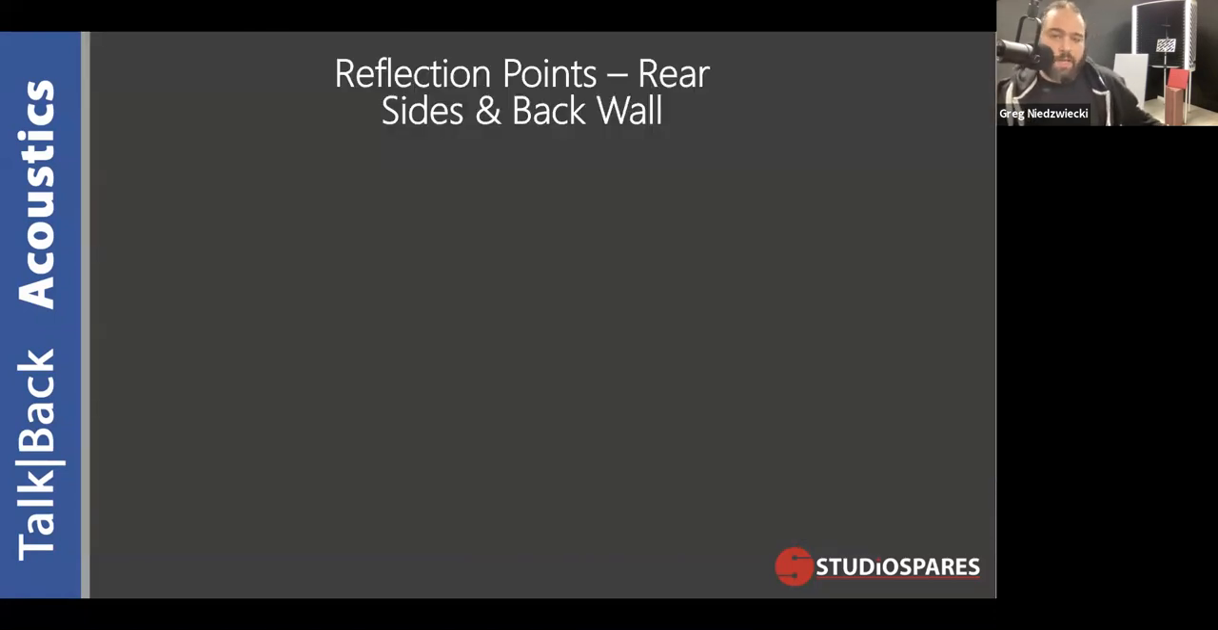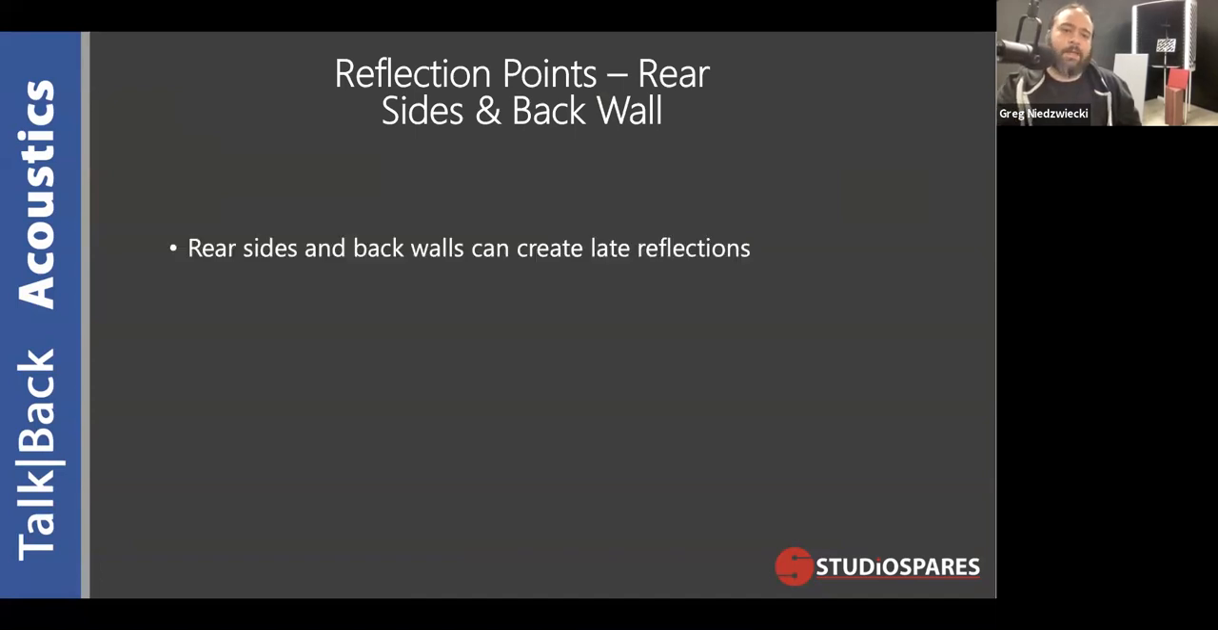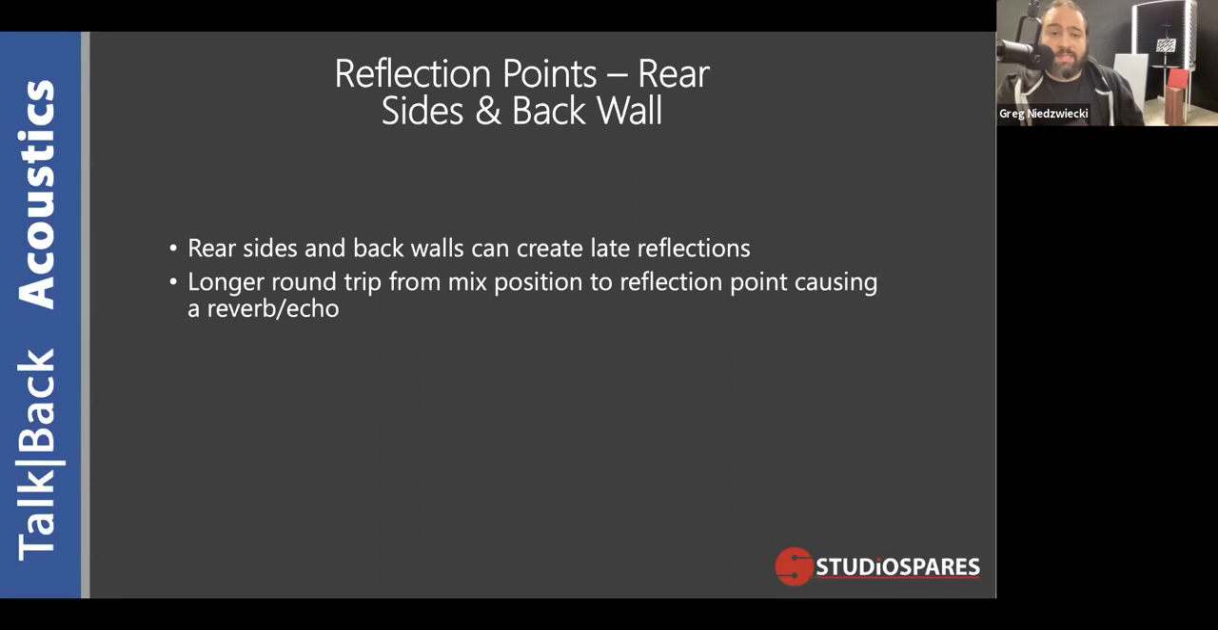So once you've treated your early reflection points, you're going to want to look at the rest of the room. And typically you'll have to deal with the rear sides and the back wall. These can cause what's called late reflections or reverberations. Basically, it's the same as how we saw earlier with the early reflections, except it takes a lot longer for the reflected sound to travel from the speaker, bounce off the wall behind you and come back to your ears, which is why it will create a reverb or more ambient sort of sound, because it takes a longer round trip.